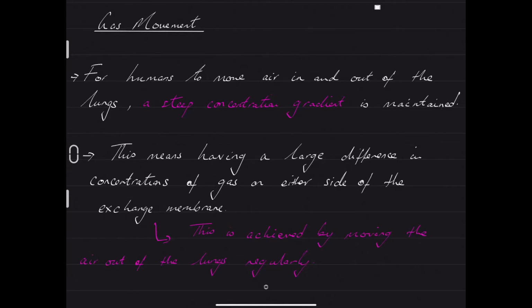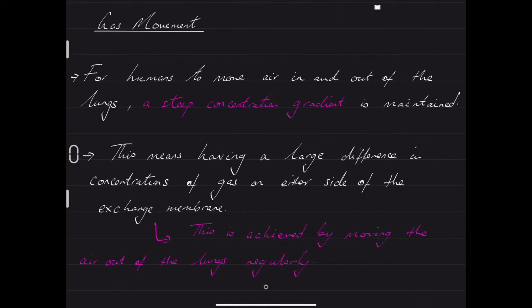This means having a large difference in the concentrations of gases on either side of the exchange membrane. So we'll be looking at the exchange membrane at the alveoli, or the alveolus, and we'll be seeing how the steep concentration gradient is maintained in this way. Now, this is achieved by moving the air in and out of the lungs regularly, and this process is known as breathing.